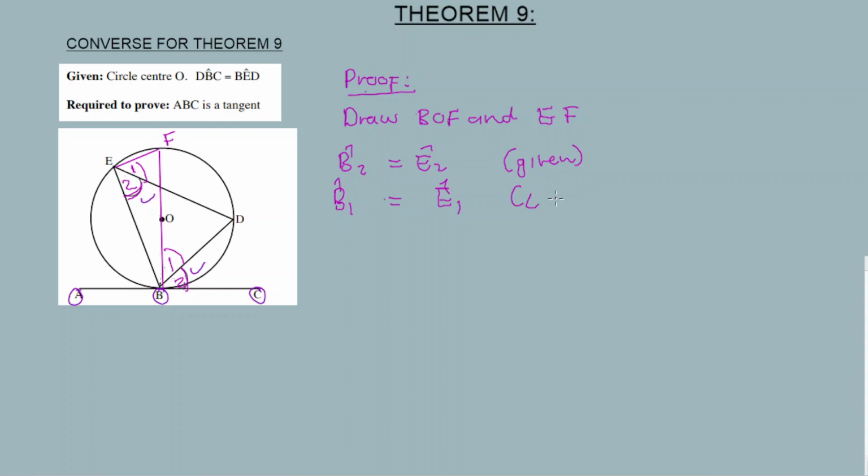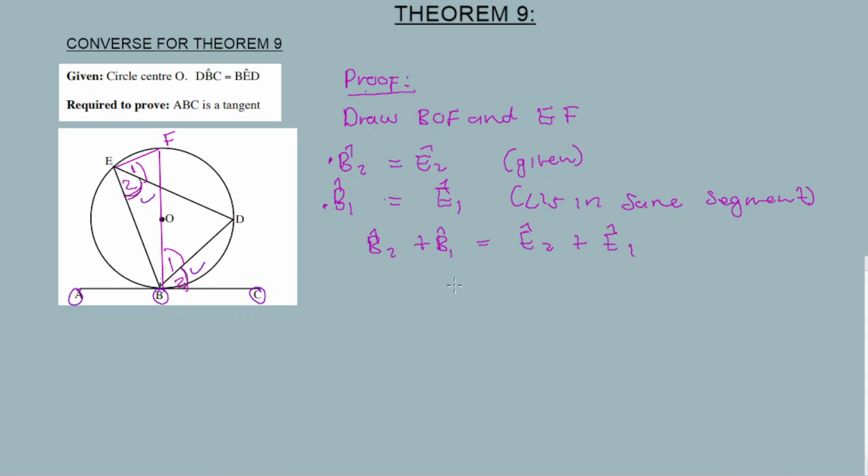Angles in the same segment. And then what else? B2 plus B1 is equal to the angle E2 plus angle 1. They are both equal.